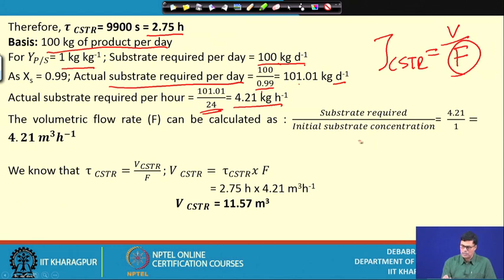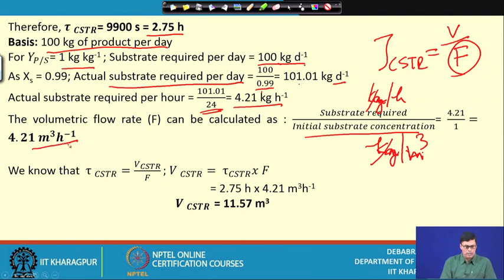Now, we divide this by the initial substrate concentration. The unit of this is kg per hour, and the initial concentration is in kg per cubic meter, am I right? So kg will cancel, and this will become cubic meter per hour. That comes out to 4.21 cubic meter per hour. Then the tau CSTR we already found is 2.75, and V will be equal to tau CSTR into F. If we multiply, we find the volume of the CSTR. This is 11.57 cubic meter.